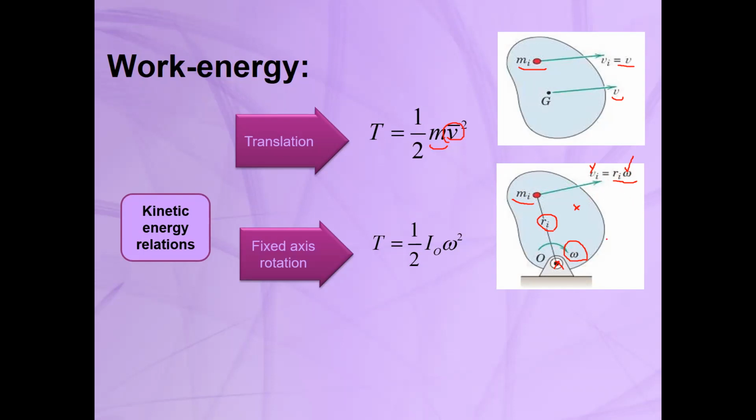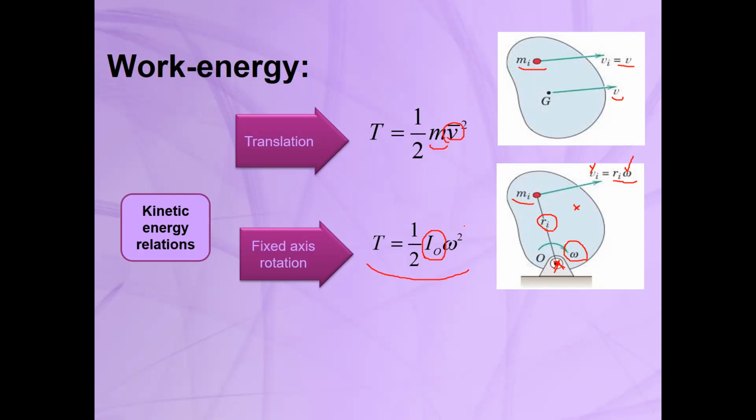But the kinetic energy for this rigid body is equal to half times the mass moment of inertia times the angular velocity squared. As you can see, there is no linear velocity in this term. And this IO, this is very important. This IO is the mass moment of inertia about this point O. Okay, so IO is the mass moment of inertia about this point.